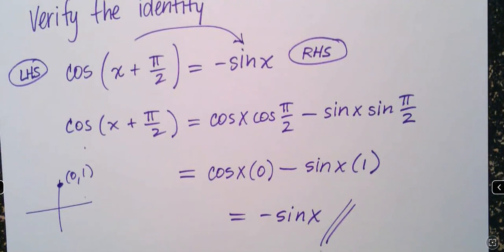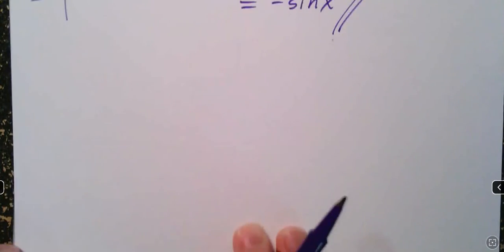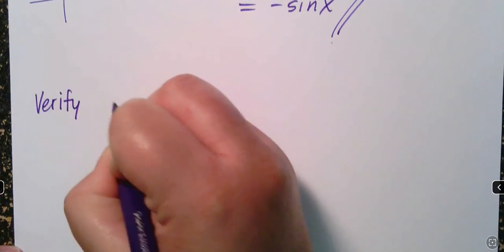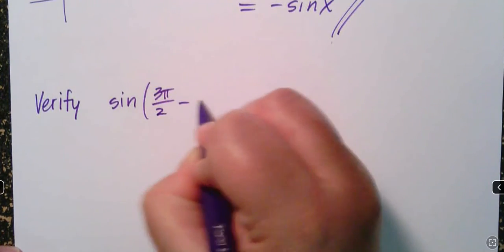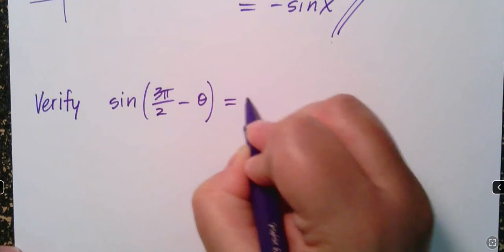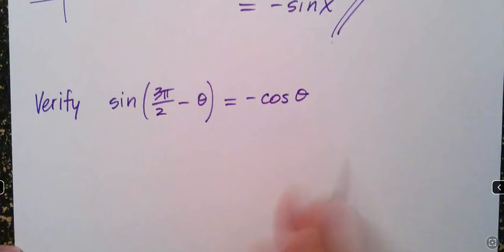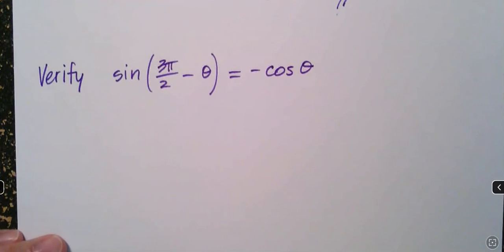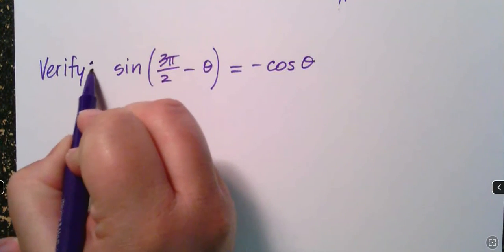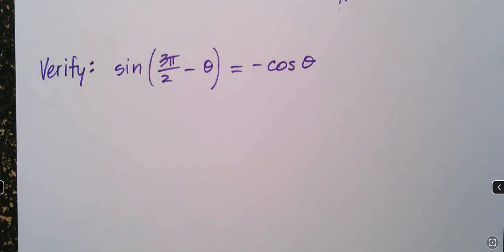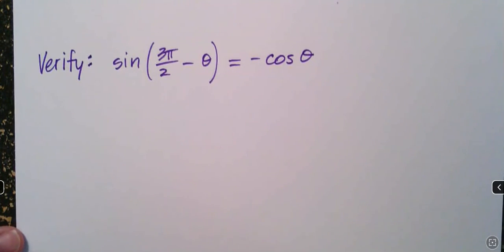Let's go ahead and verify one more identity while we're at it. This time we are being asked to verify the identity sine of 3 pi over 2 minus theta equals negative cosine of theta. If you are feeling good about this, and this is always true in my videos, go ahead and pause it and try for yourself. See if you can get to the same place I'm going to get. Pause it, then come back on, check my work, see if we did the same thing.